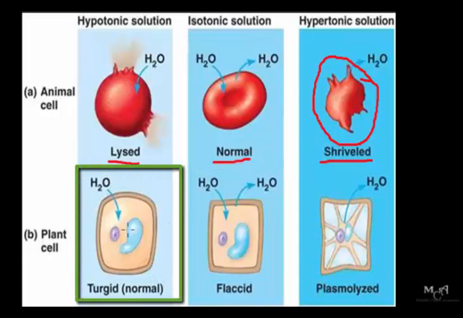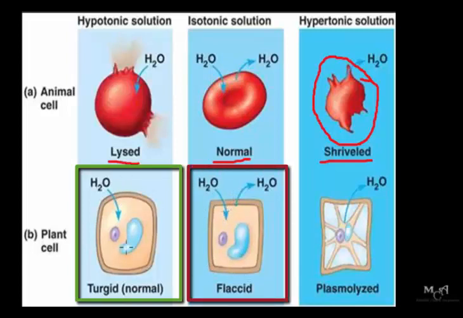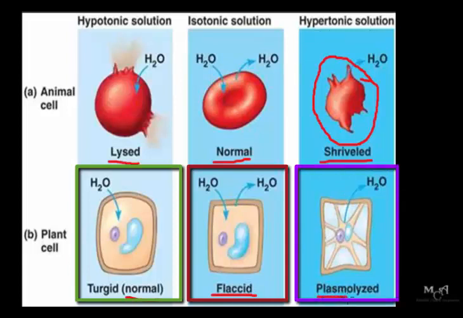In the plant cell, it becomes flaccid when placed in an isotonic solution and turgid when placed in a hypotonic solution, so it becomes normal. Then when the plant cell is placed in a hypertonic solution, it becomes what? Plasmolysis. Plasmolysis means the cell will now lose water and shrink.